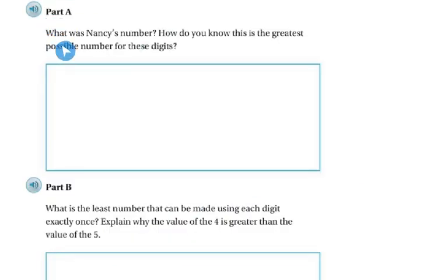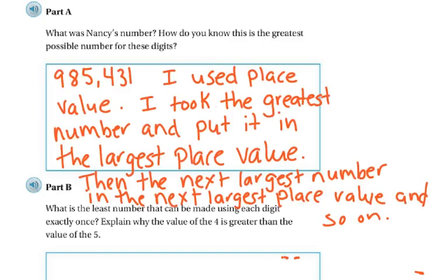So part A asks, what's Nancy's number, and how do you know it's the greatest possible number for these digits? All right, this is kind of a sloppy answer, but we did already do the problem. So it was 985,431. And the way I know this is correct is because I used the place value. I took the greatest number and put it in the largest place value, which in this case was 100,000s. And then I put the next largest number into the next largest place value, and the next, and the next, and so on.